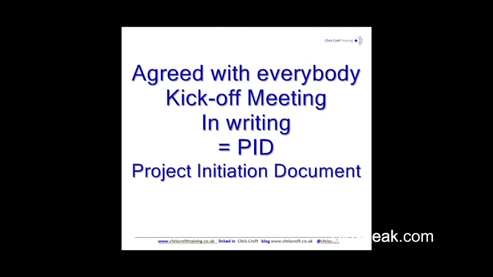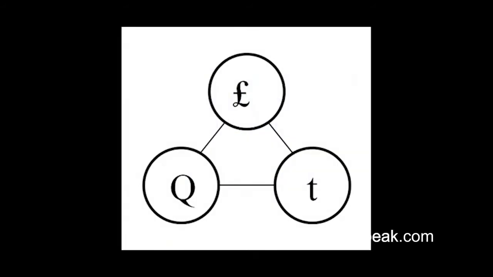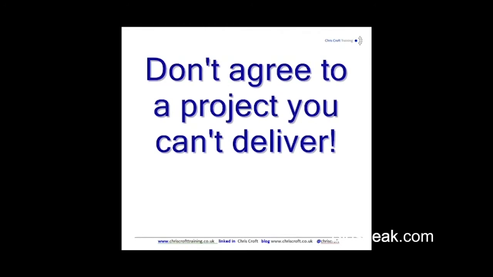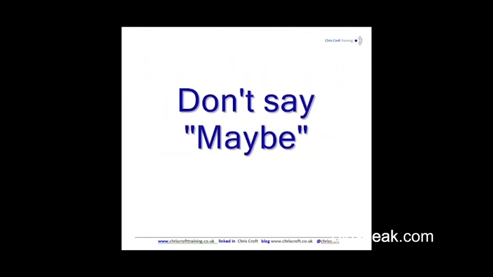And in that document, you will need to define what you're going to deliver. That's the quality. When you're going to deliver it, that's the time, and the cost that the project's going to be. Cost, quality, and time. Whatever you do, don't agree to a project you can't deliver, and don't even say maybe you can deliver it, because that will sound like a yes, and they will think they're going to get it when they probably won't, and it will end up badly for you and them.